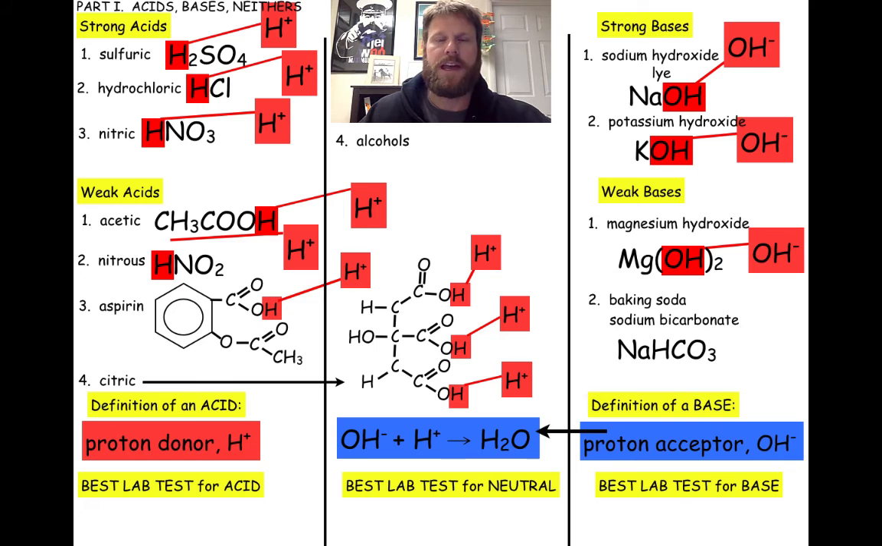Now, it doesn't always have to be a hydroxide group. For example, sodium bicarbonate is a base. It will accept a proton in solution, but it doesn't have that OH-, that hydroxide group. The best test for all 3 of these substances is to simply test the pH. Whatever pH value you get, you can compare it to the pH scale to determine if that substance is an acid, a base, or a neutral.